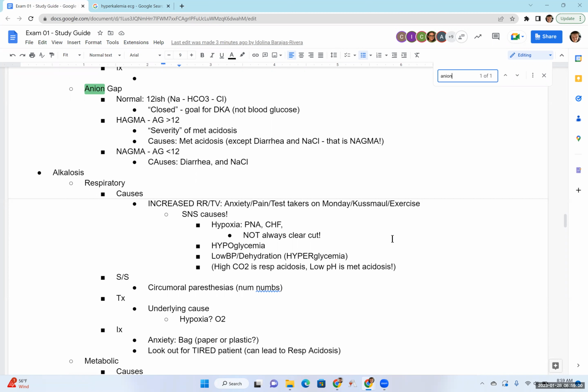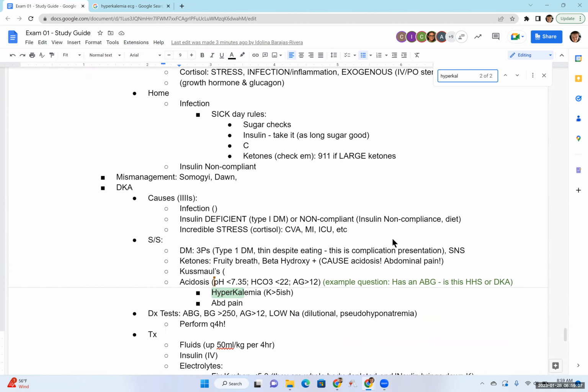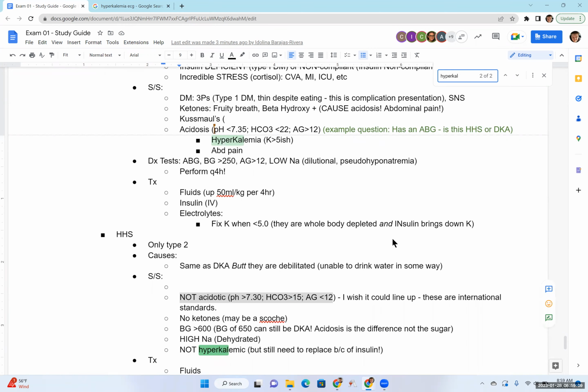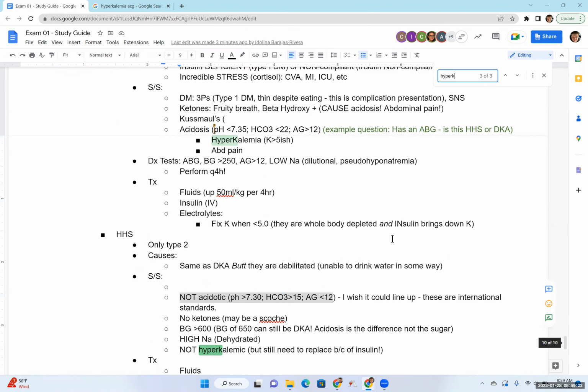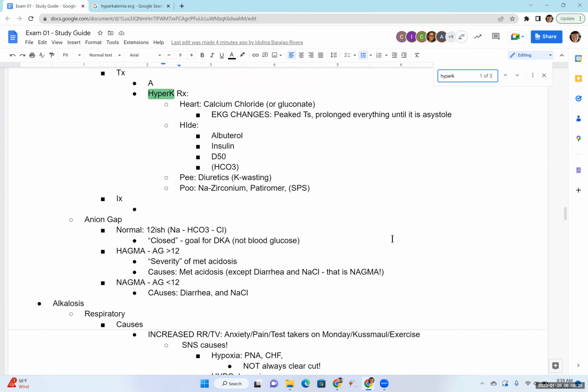So how do we fix hyperkalemia? What are the treatments for it? Not sure if I have it on here or not. That's what I need to search for, a cocktail. So we got to look for cocktails. So what's your potassium cocktail? Where's a good place to put it? Maybe at the top with high K. Oh, there it is. Okay, let's put it there just so we got that.